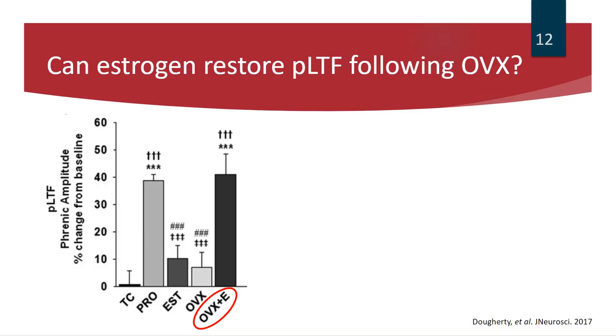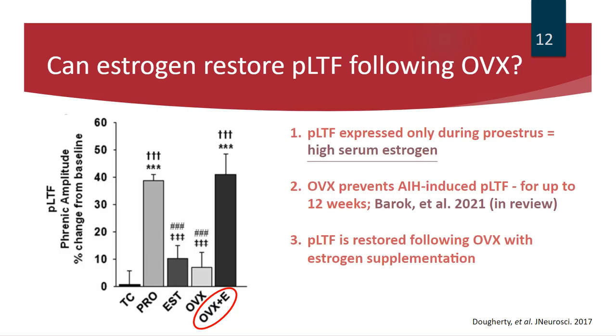Now, the goal was to return circulating levels of estradiol to the levels that were similar to what you would see during proestrus in an intact female. So we wanted these to be physiologically normal levels of estradiol. And when we did that, we were able to restore neuroplasticity to similar levels as what we saw in females during proestrus. These were both highly significantly different from rats during estrus or rats that were ovariectomized.